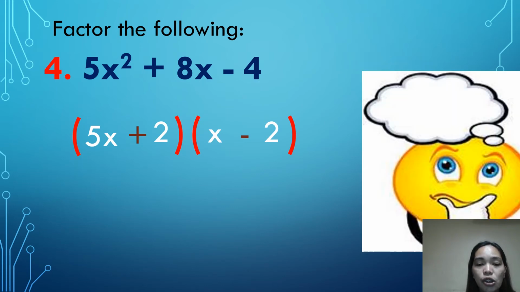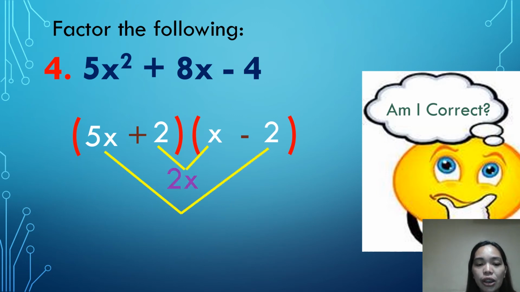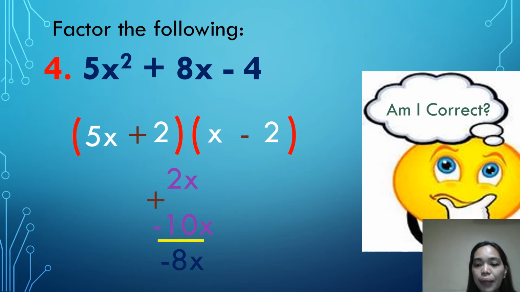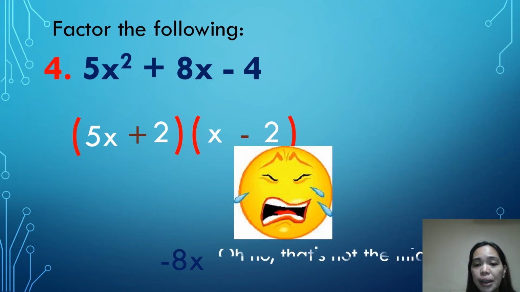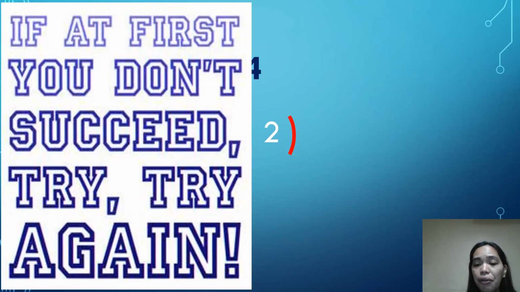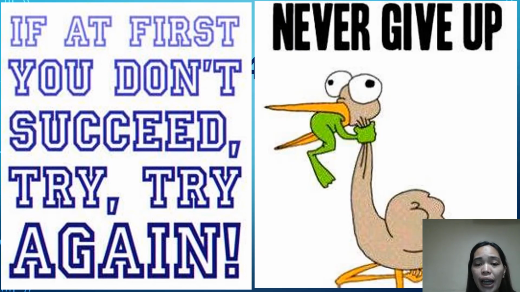Okay, so let us check whether our answer is correct. The inner term is equal to 2x. The outer term is equal to negative 10x. That is the product of 5x and negative 2. And what is the sum? The sum of 2x and negative 10x is negative 8x. Look at our middle term. Our middle term is positive 8x. Negative 8x is wrong. So that means we have to try again.